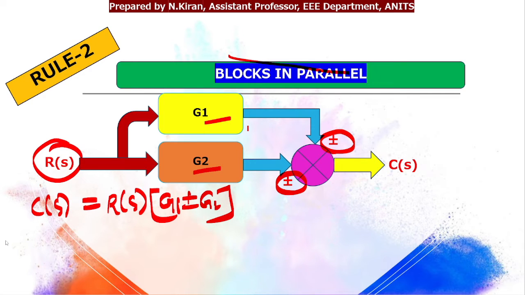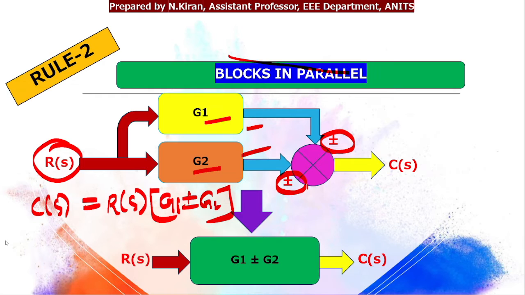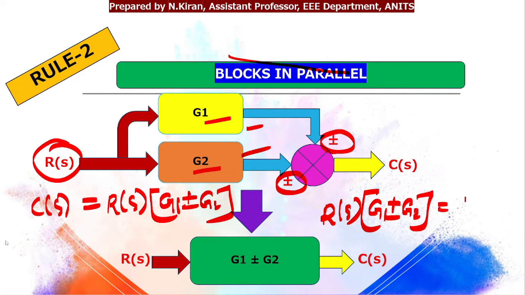So these two blocks I can replace by a single block. So here also, input R of S is getting multiplied by G1 of S plus or minus G2 of S, which will give me the expression of C of S.